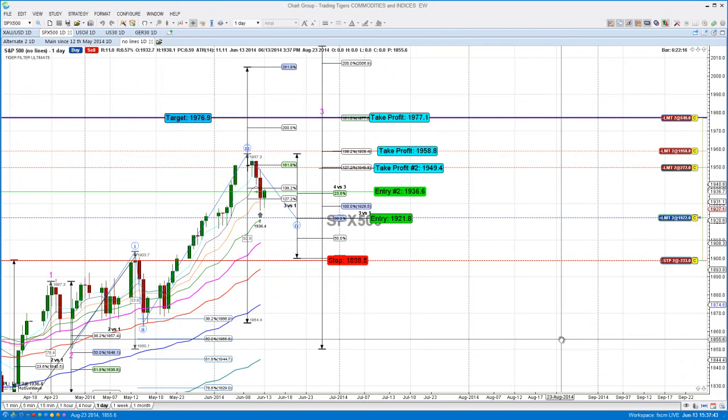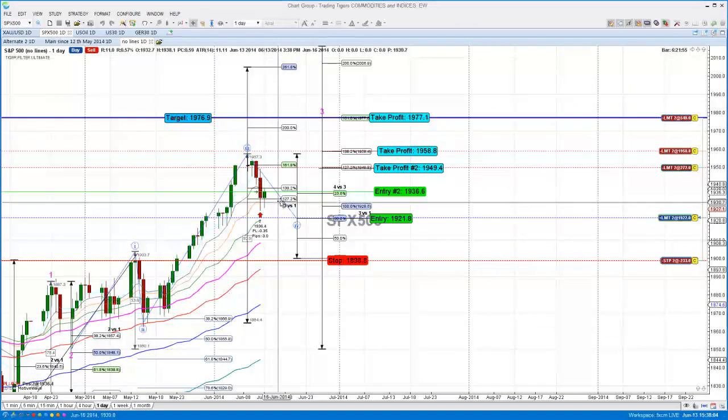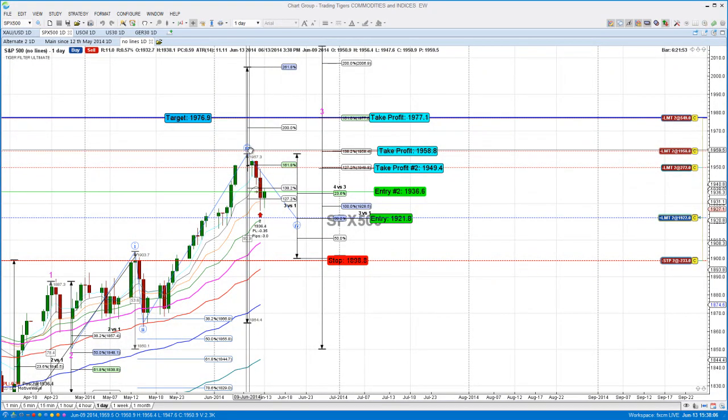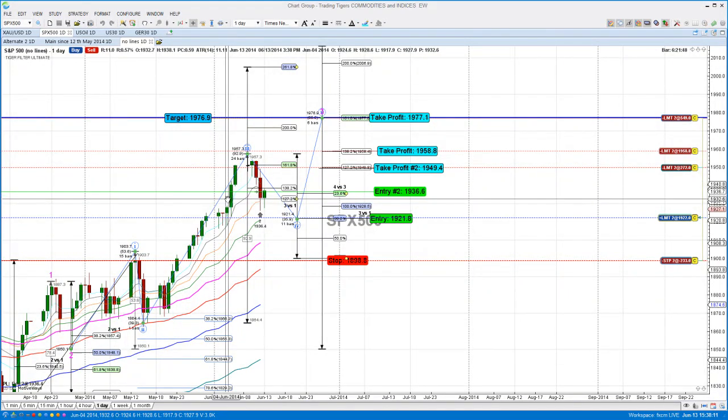We have another entry at 1921.8, should there be a deeper pullback, but currently price is holding quite nicely on this particular level, and notice how it's holding on the level of the 127.2 level, which is this extension of the Fibonacci, as you can see there.